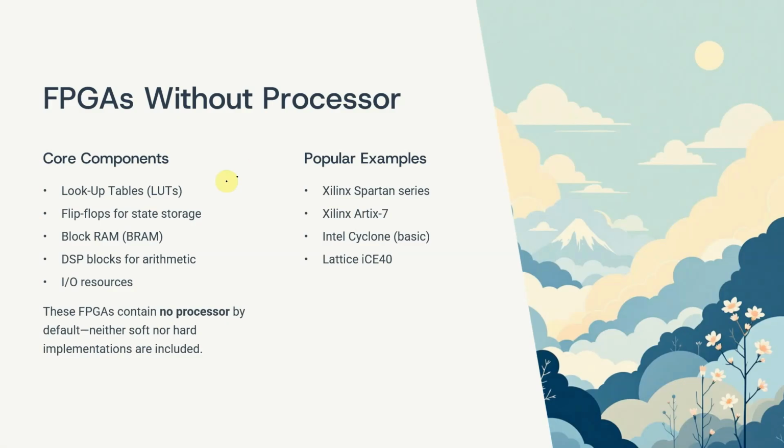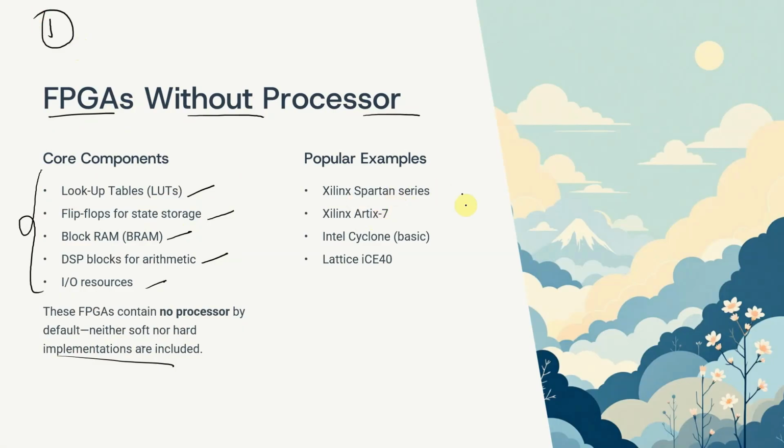Okay. Let us see with this particular example. FPGAs without any processor, where we are not going to have any processor inside the FPGA. What we are going to have is lookup tables, flip flops, BRAMs, DSP blocks, IO resources. All this we have discussed in our previous sessions also, right? And this FPGA is not going to contain any processor. Neither soft nor hard implementations are included in this category. This is category number one.